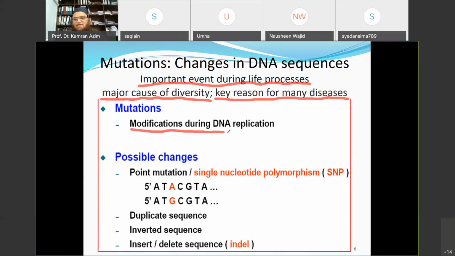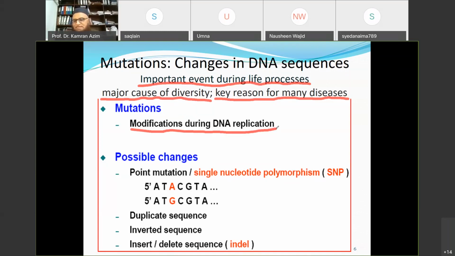modification during DNA replication. What is DNA replication? DNA replication is a synthesis of DNA from DNA. A DNA molecule copies itself into another molecule. We call it replication of DNA. And we know that DNA replication is carried out by DNA polymerases in the nucleus of our cells and other organisms.